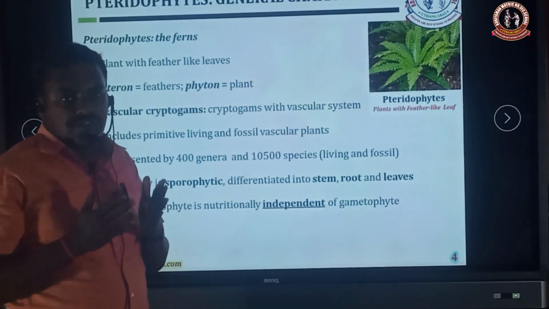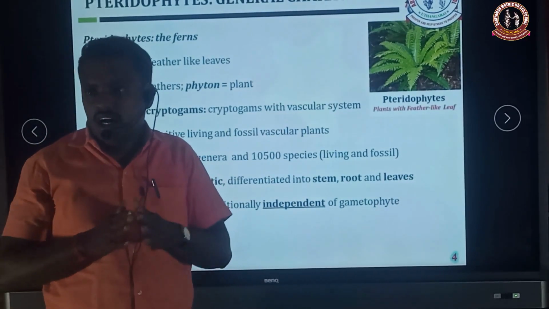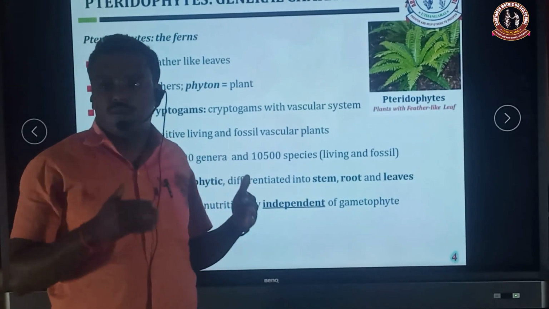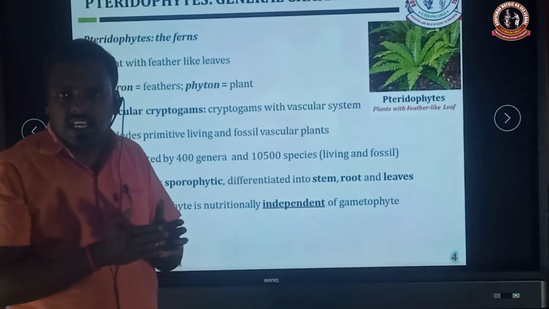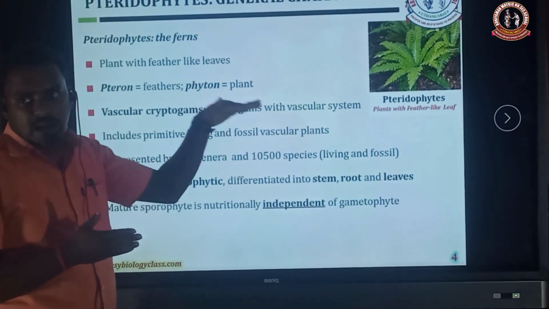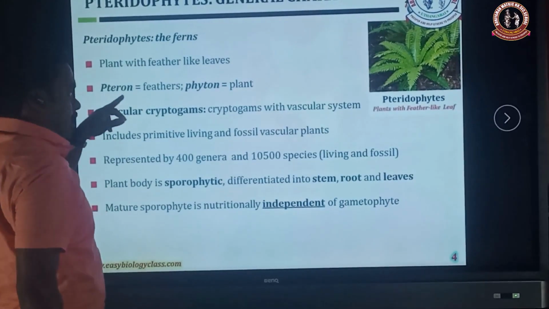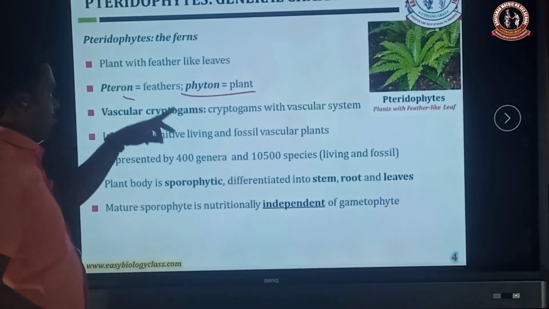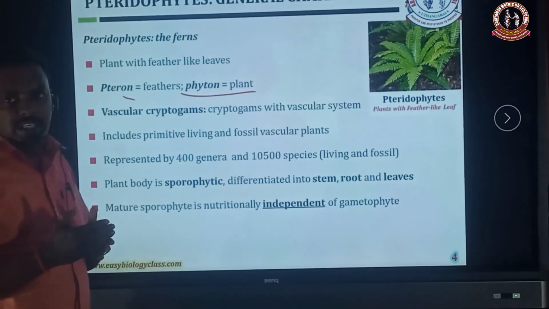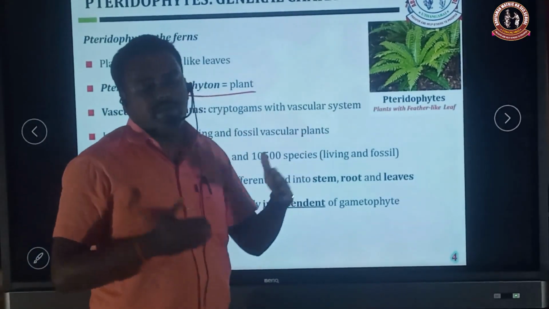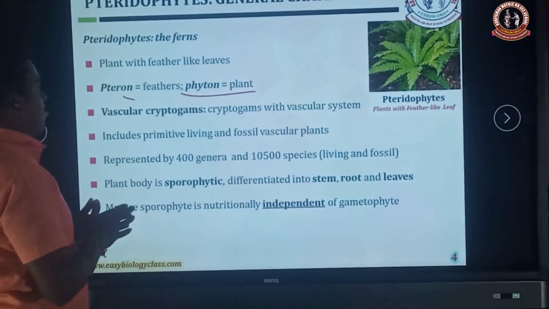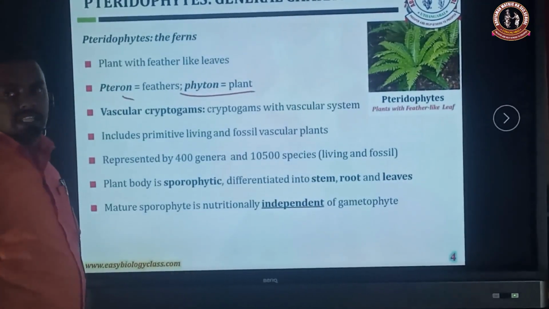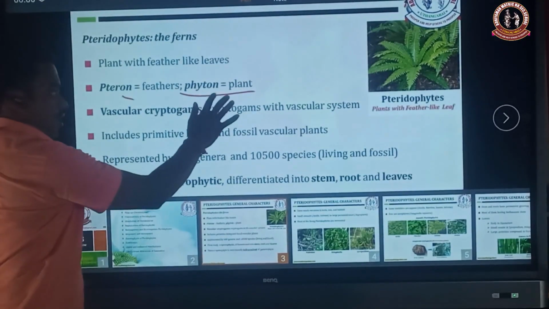Dear students, we see different types of birds, and all of them have wing-like structures. What is the use of a wing-like structure? It helps in moving from one place to another. A similar structure is present in the leaves of the pteridophytic plant. Pteridophyte means pteron means feather, phyton means plant. So pteridophytes are ferns, plants with feather-like leaves.